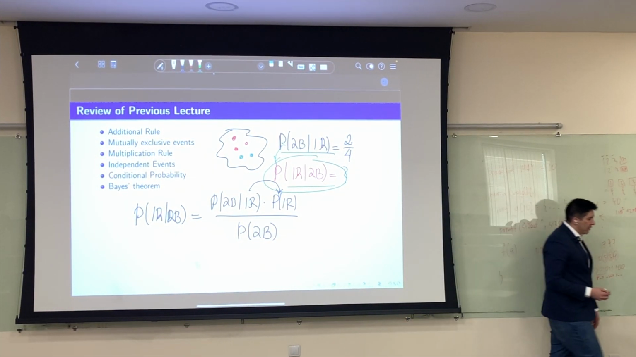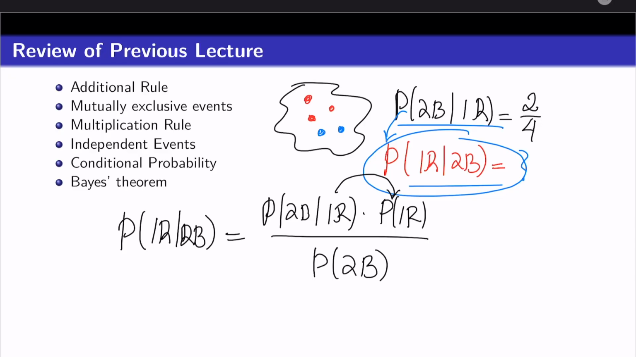So what is the probability that the second ball is blue? Yes, Handamir? What is the probability that the second ball is blue? The second ball is blue, not the first one. The first one is blue, it's 2 over 5.